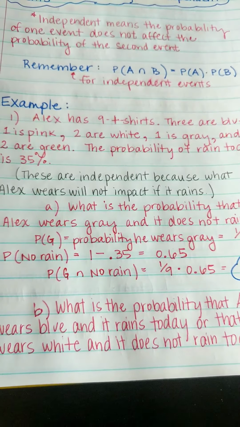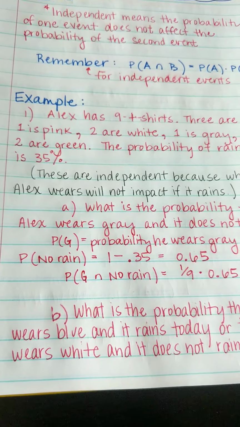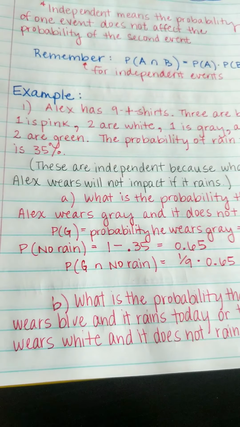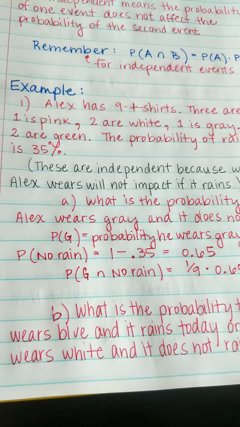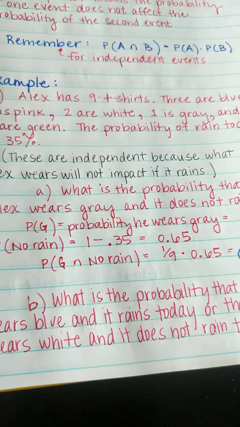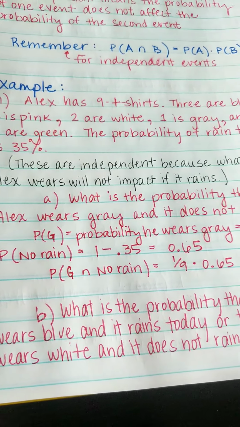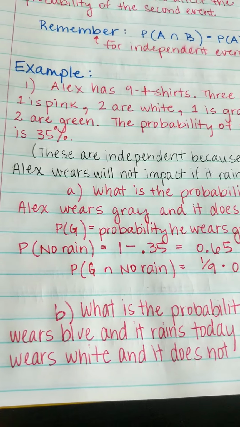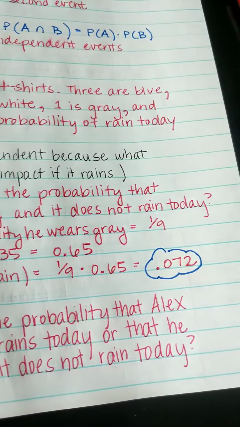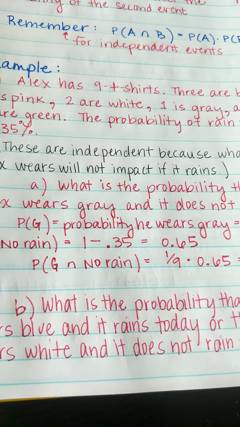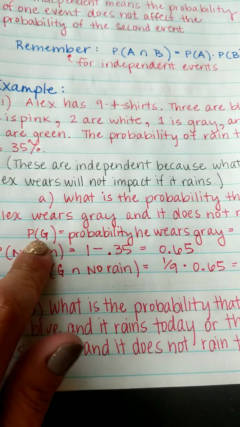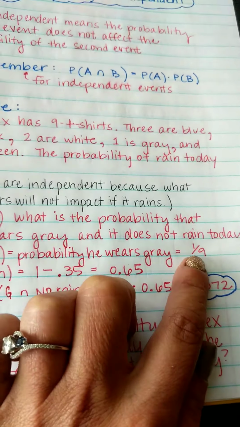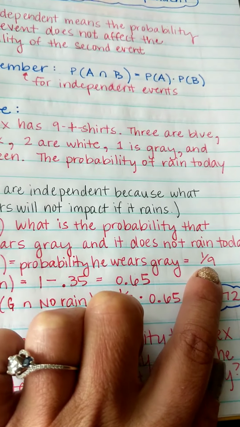Alex has 9 t-shirts. 3 are blue, 1 is pink, 2 are white, 1 is gray, and 2 are green. Probability of rain today is 35%. These are independent events because what Alex wears will not impact if it rains, okay? So what's the probability that Alex wears gray and it does not rain today? So the first event is that he wears gray. That's probability of G. 1 of his shirts out of 9 is gray, so that's a 1 out of 9 probability.